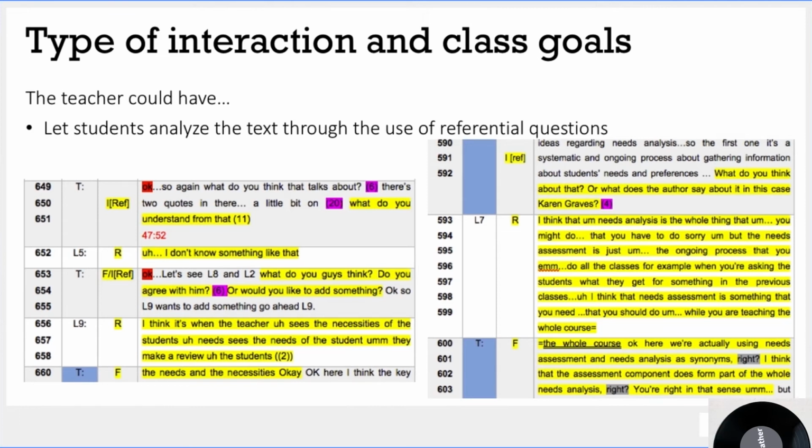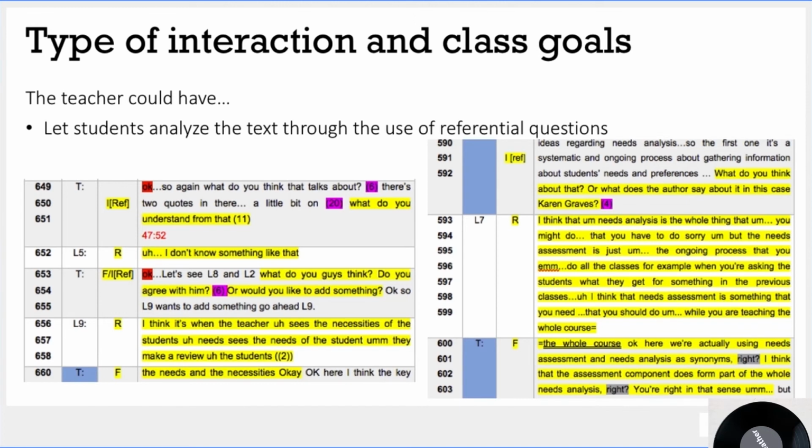Because there were more than twice as many examples of display questions than there were referential questions, we can say that perhaps it would have been more advantageous for students and their language learning if the teacher had used more referential questions. This would have given the students the opportunity to express their thoughts and experiences more, analysing the text in their own words, thus meeting the class goal.